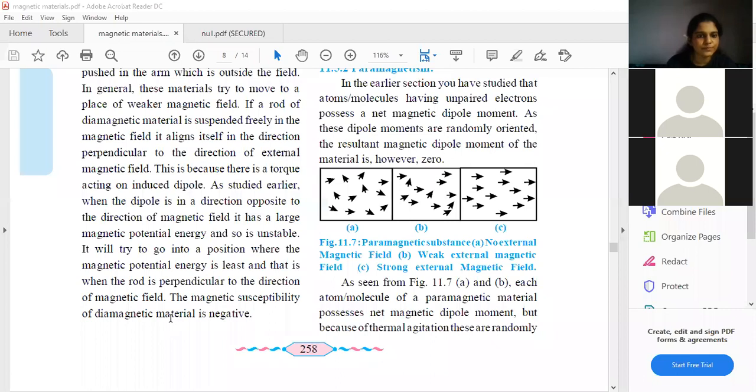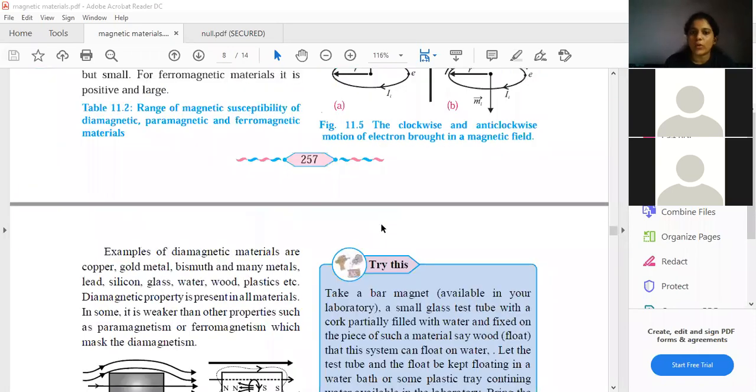Next, this last point, students, it is already discussed that the magnetic susceptibility of a diamagnetic material is negative. Okay, fine. Now let's get back to this electron point.